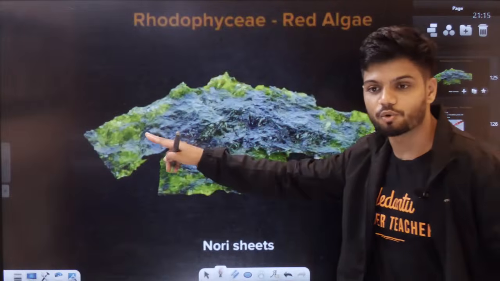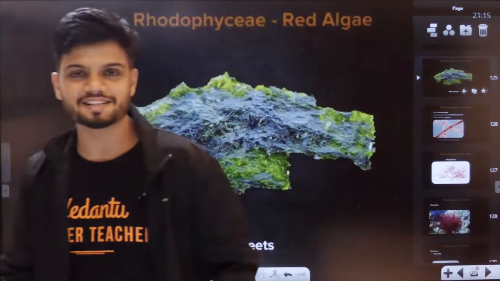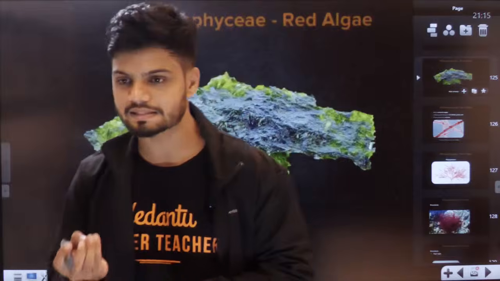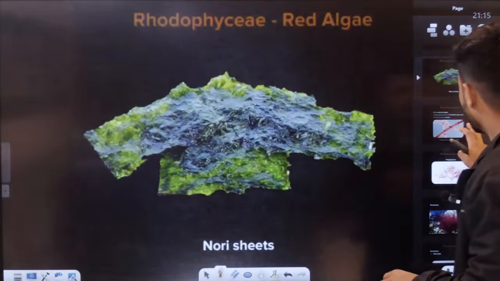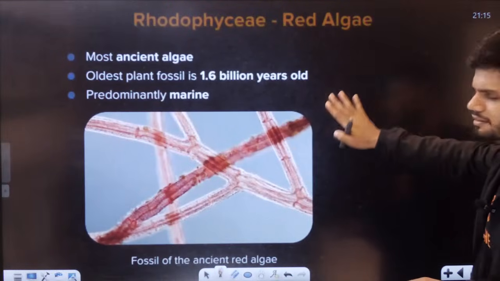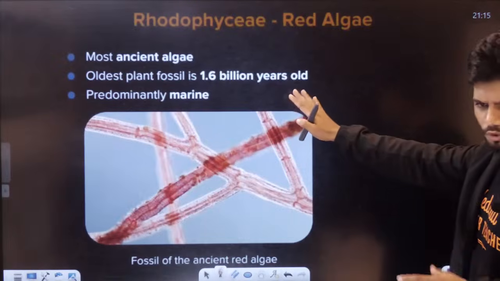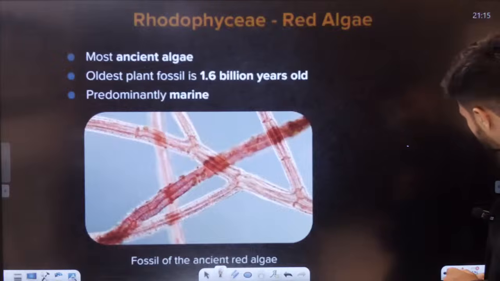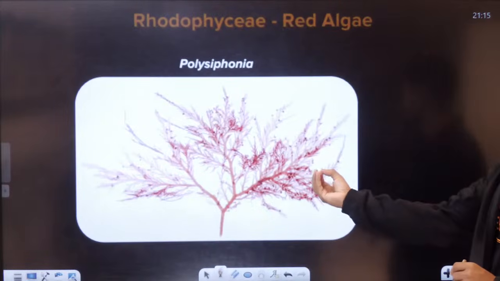This outer part is called nori sheets, students. Nori sheets are basically seaweed. Now, students, most ancient algae here, senior citizens. All of you, put some respect to them. Ancestors here. Here are the different examples.